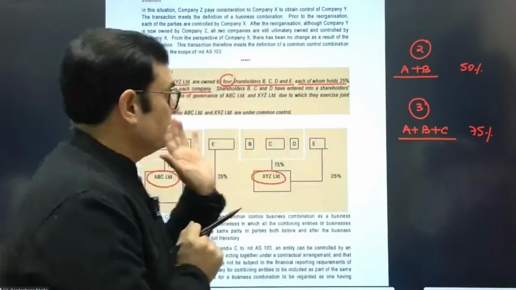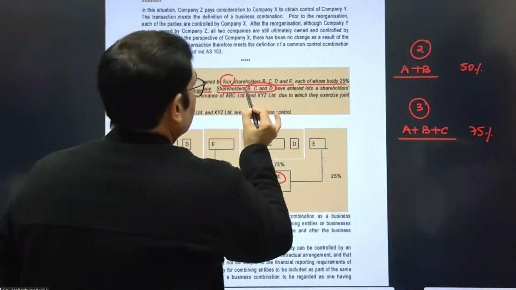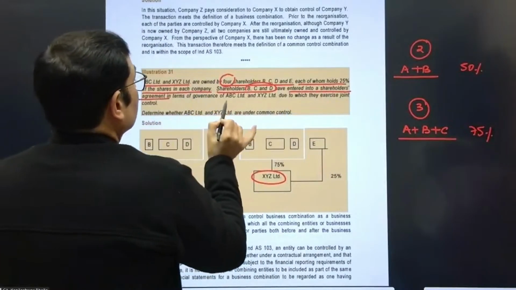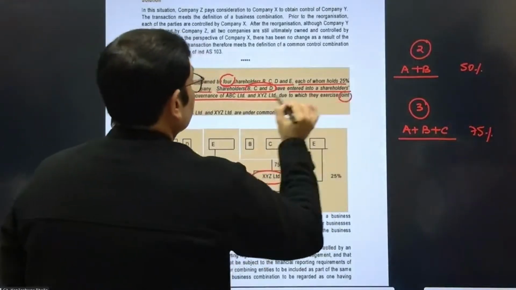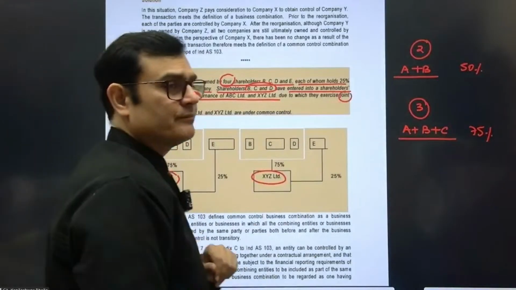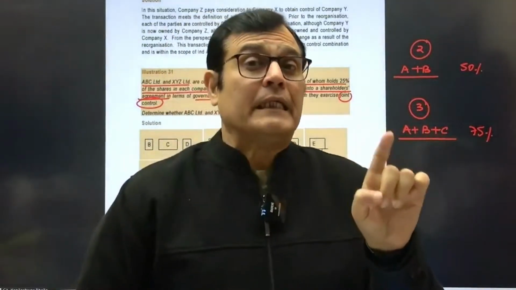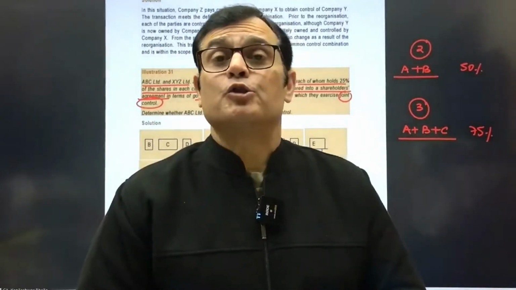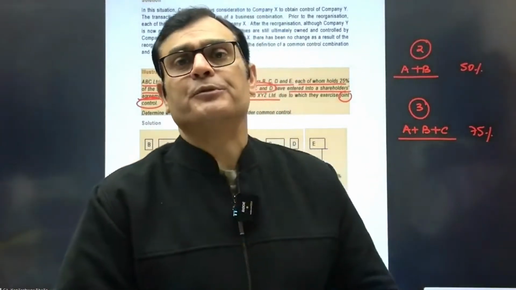Now, what is step 2? We'll see. It says shareholders B, C, D have entered into a shareholders agreement in terms of governance of ABC, due to which they exercise a joint control. The 3 shareholders B, C, D, not E, have entered into a contractual agreement to act jointly, to exercise the joint control. This is step number 2.